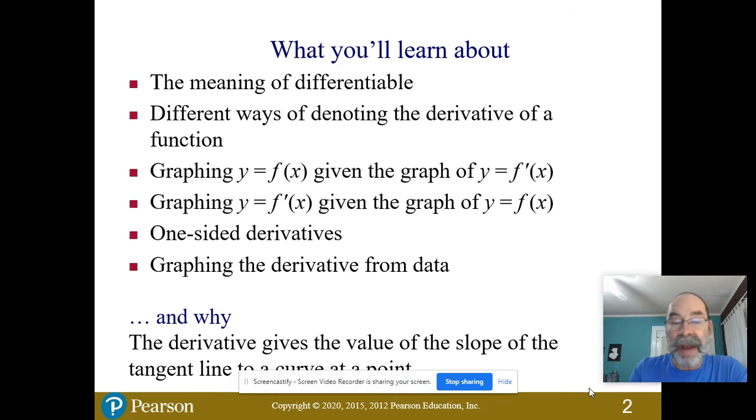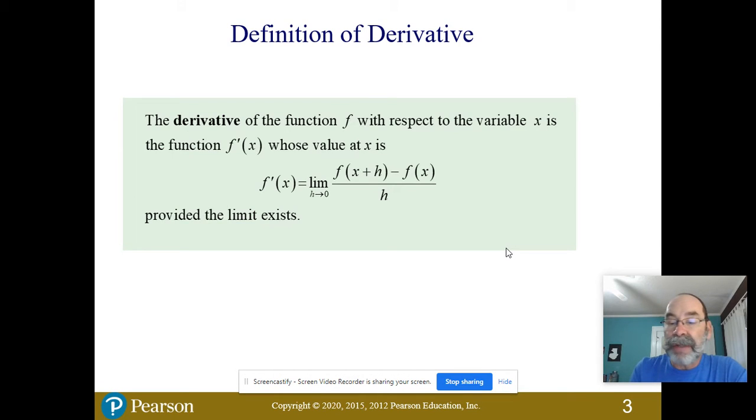Next is graphing: given the graph of the derivative, or graphing the derivative given the graph of the original function. That's the one we're going to work on primarily. Then look at one-sided derivatives and graph the derivative from your data. A little review: here's how we get our derivative function analytically, or algebraically. We do all the steps provided for this. Quite a bit of work, but you can do it.